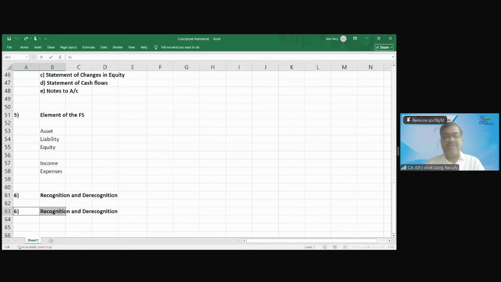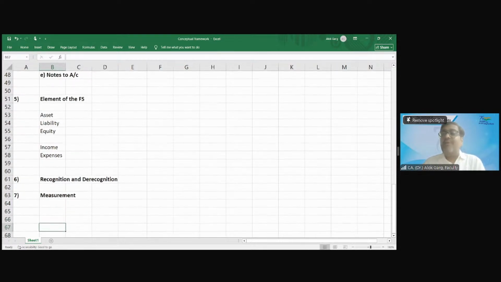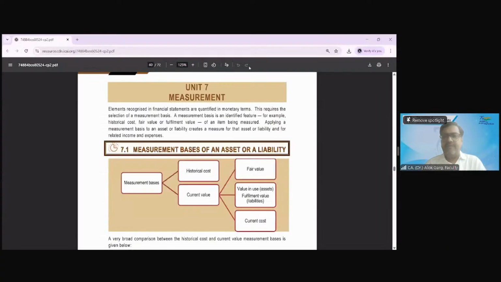What is meant by measurement? Tell me, what is meant by measurement? At what value it should be measured? Value will be recognized. At what value it is going to be measured, it is going to be recognized, right? At what value? So the standard has given you so many measurement bases, right?